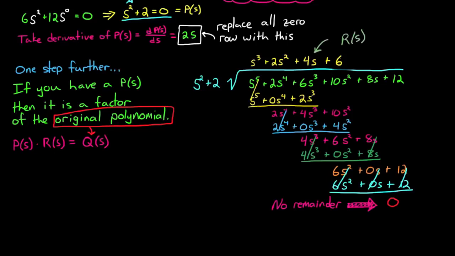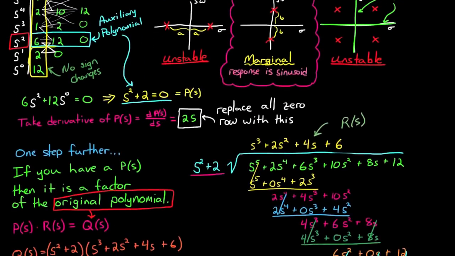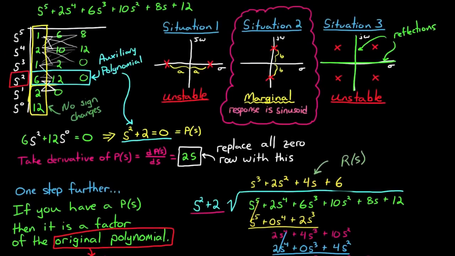You can see that we're left with a polynomial r of s with no remainders left over, and that means that both r of s and p of s are factors of q of s, or our original polynomial. Now remember that this is only true if there's a row of zeros in your Routh array. Otherwise you'll be left with some non-zero remainder. Now at this point we can state that any part of the Routh array that is above the auxiliary polynomial goes with our other factor r of s. And since there's no sign changes at that point, we can state that r of s is a stable polynomial.